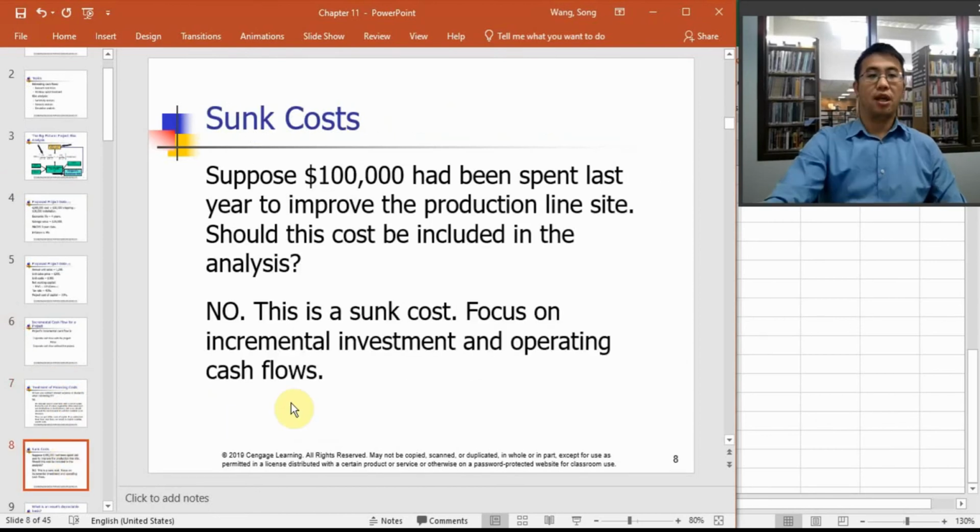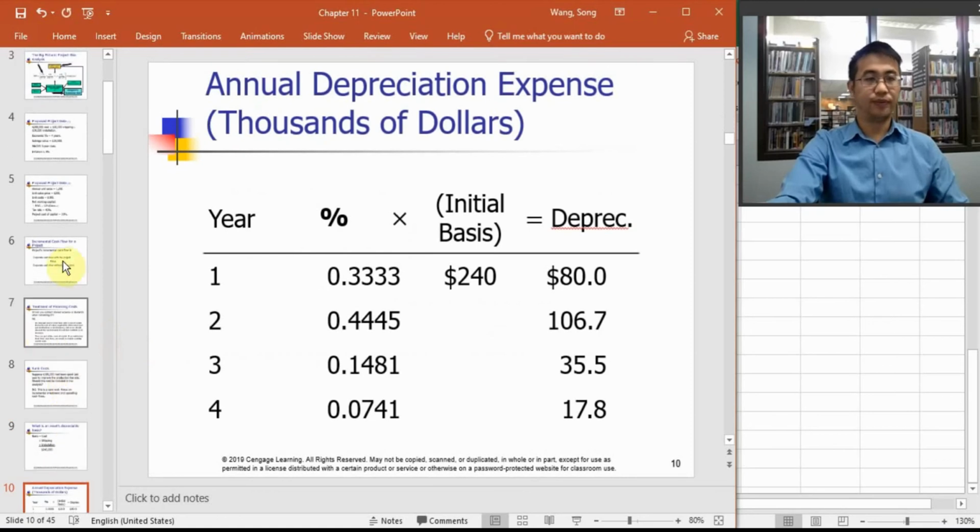Just remember that. And also sunk cost is not part of our formula. If the company spent 100 grand last year trying to improve the production line, because this happened before the project start, before year zero. When we do the capital budgeting, our very first year cash flow should be cash flow zero, not cash flow -1. So any cash flows like this $100,000 that occurred before cash flow zero, before today, would be called a sunk cost, and that's not part of the free cash flow.